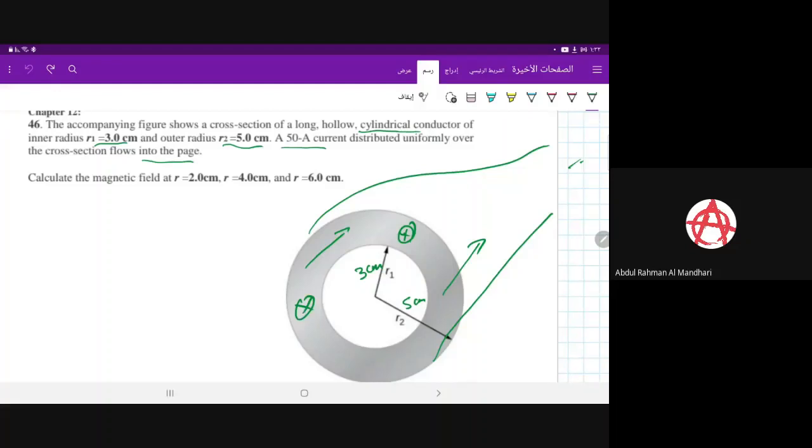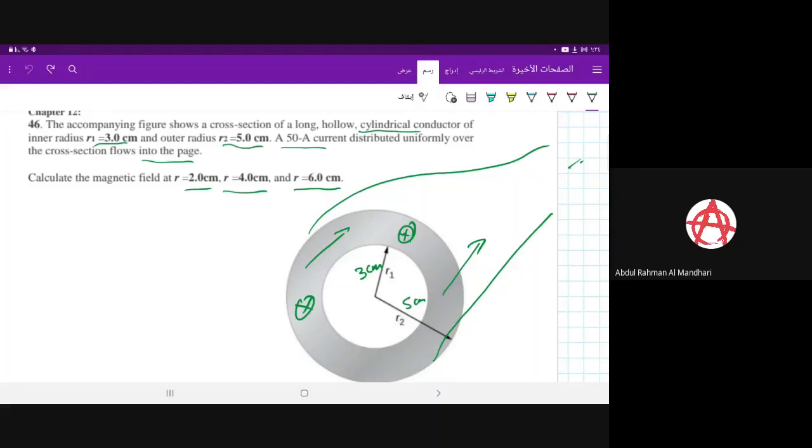So what is the question? Calculate the magnetic field B at R equal to 2 centimeters, so less than 3 centimeters. This is the first case. The second case is R equal to 4 centimeters, in the middle between the 3 and the 5 centimeters. And then when R is larger than 6 centimeters, that means outside the conductor. Let's draw these 3 things together and see how we can start with the first one.